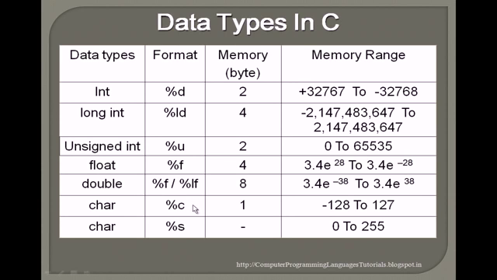Here, character has two formats, %c and %s. %c stands for allocating only a single byte in memory, and its range is the range of the operating system. The second part is %s. S stands for string. String means what? It is a set of characters.